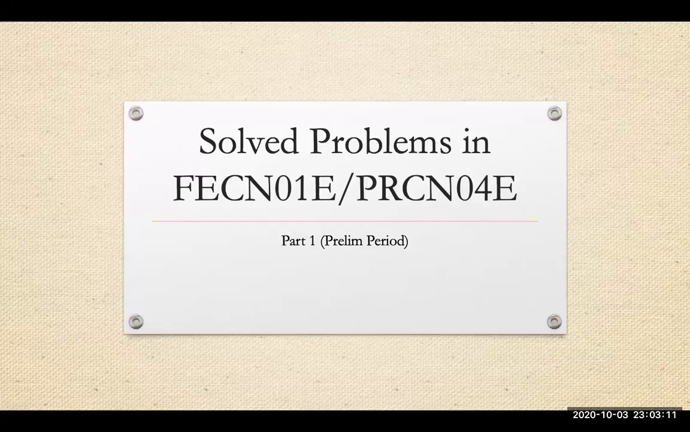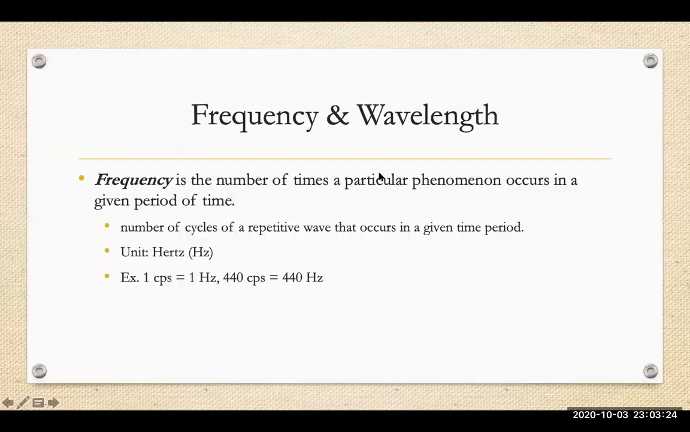Hi, I'm going to present to you some important formulas and explain solved problems in chapters 1 and 2 of the book Principles of Electronic Communication Systems by Frenzel. Let's start. So the first two parameters are frequency and wavelength.